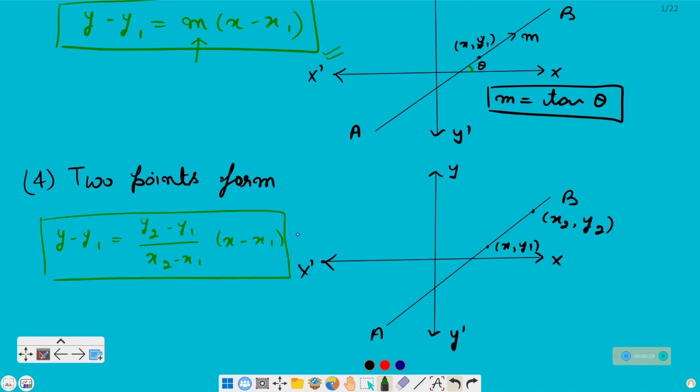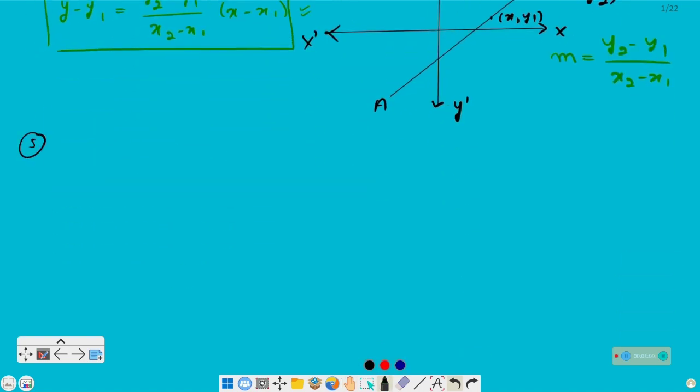Form number 3 and form number 4 are similar. स्लोप वाले टॉपिक में हमने स्टडी किया था. स्लोप ऑफ अ लाइन पासिंग थ्रू 2 पॉइंट्स इज इक्वल टू (y2 minus y1) अपॉन (x2 माइनस x1). सिंपली इस फॉर्मूले में हमने स्लोप m को रिप्लेस किया है बाय दिस टर्म. नेक्स्ट कंडीशन, स्लोप इंटरसेप्ट फॉर्म.